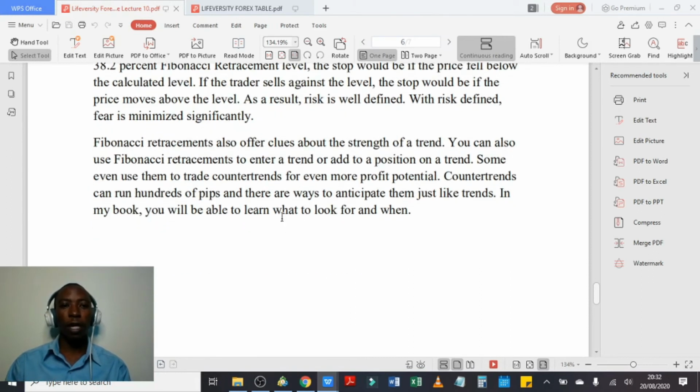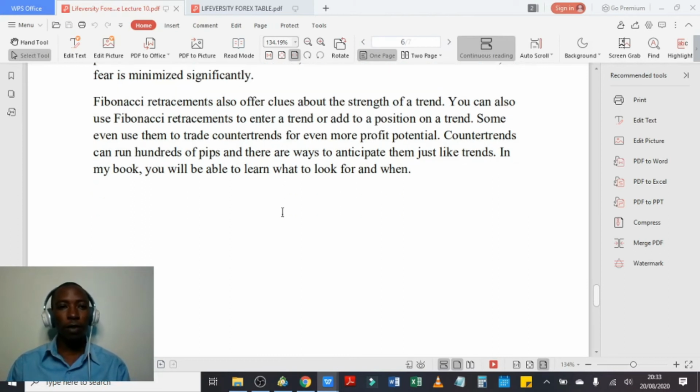Very true. Fibonacci retracements also offer clues about the strength of a trend. You can also use Fibonacci retracements to end a trend or add to a position on a trend. Some even use them to trade counter trends for even more profit potential. Counter trends can run hundreds of pips, and there are ways to anticipate them just like trends. In my book, you'll be able to learn what to look for and when.